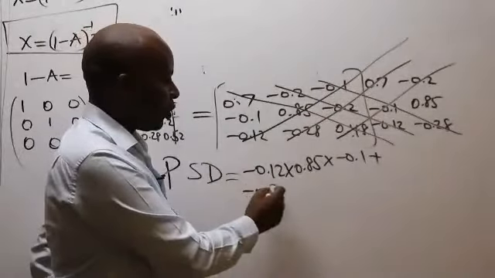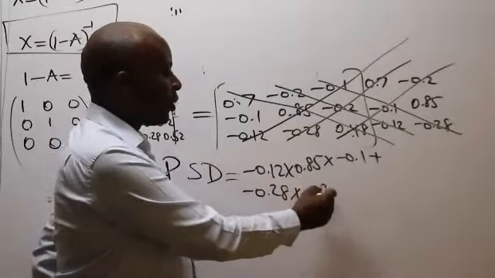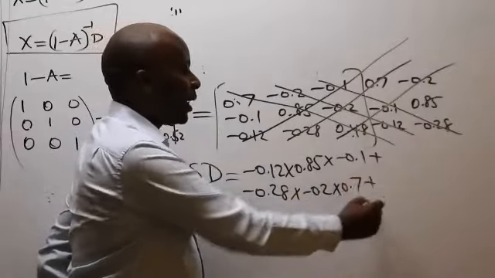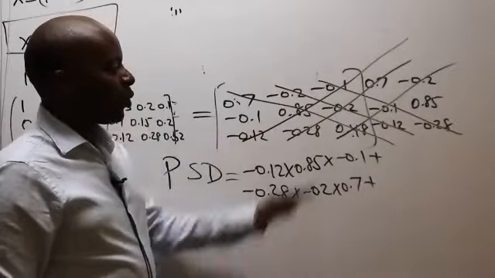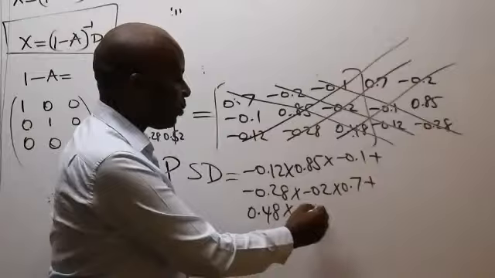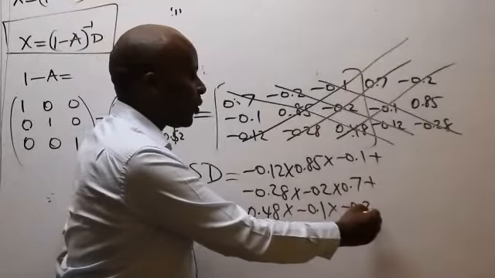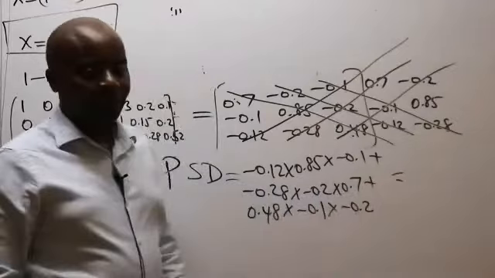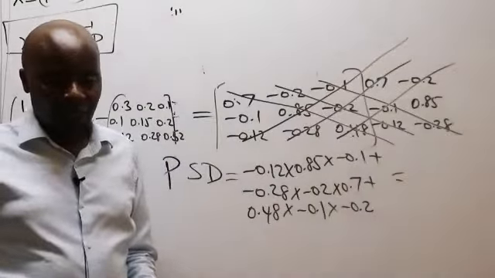Plus, we come and pick the second one. The second one, what do we have? I can see minus 0.28 times minus 0.2 times 0.7 plus. We go to the third one. The third one, we have 0.48 times minus 0.1 times minus 0.2. Give us a figure.